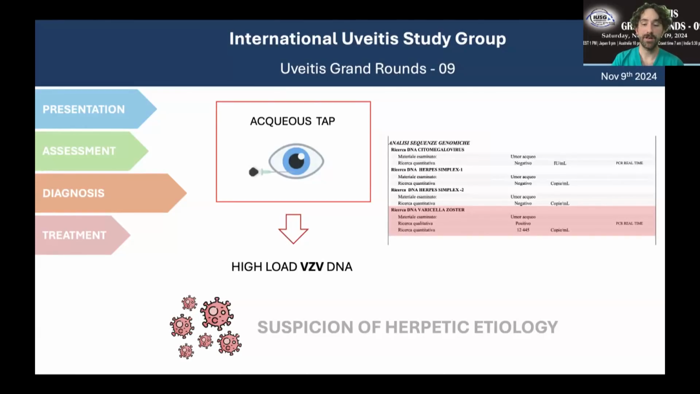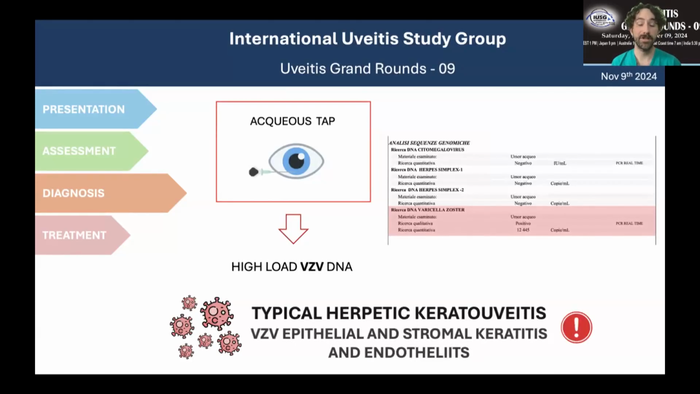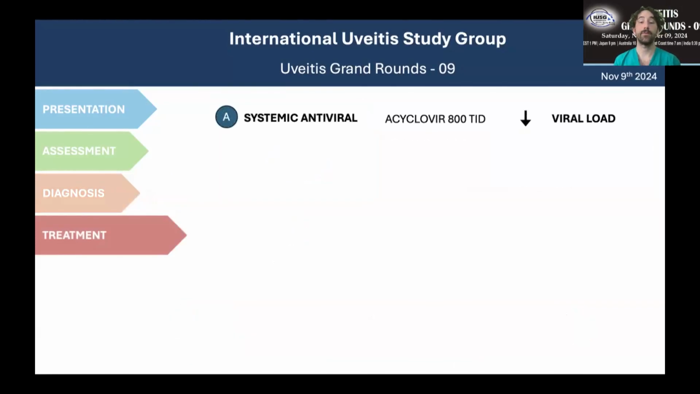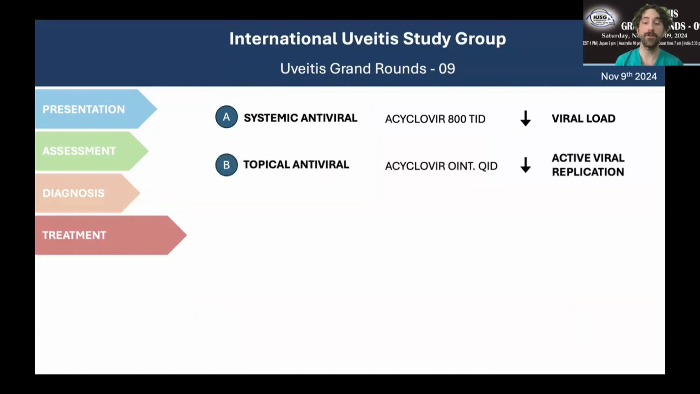Then, from the suspicion of herpetic etiology, we have the confirmation of typical herpetic keratouveitis, namely a VZV, epithelial and stromal keratitis, and endothelitis. We started the treatment with systemic antiviral, namely acyclovir 800 milligrams 3 times a day to reduce the viral load, but also topical antiviral to reduce the active viral replication in the epithelium.